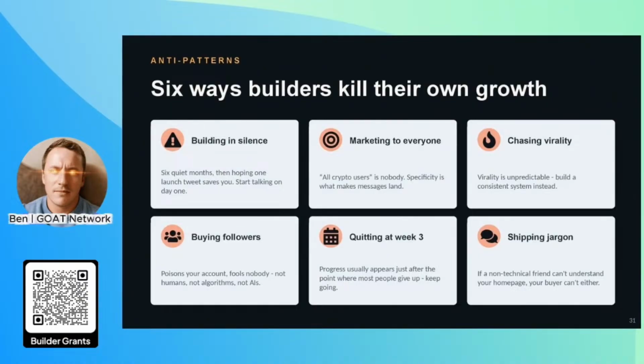Another mistake, as we mentioned earlier, is that trying to market to everyone ends up being no one. You need to identify where your niche audience lives, and you need to target them specifically. Another mistake is chasing virality. Now, I've been guilty of this myself many, many times. Virality is unpredictable. It will come at times that you don't expect it, hopefully. But it's not a substitute for a consistent system.